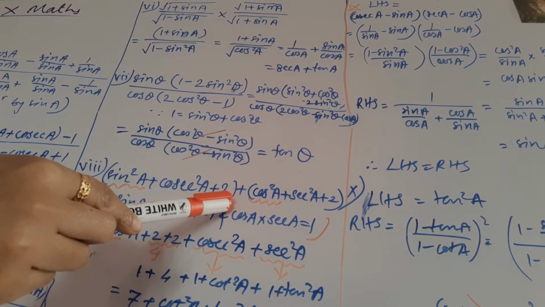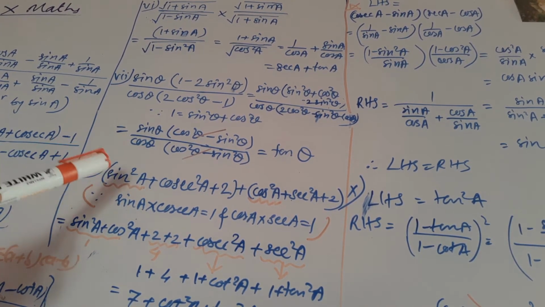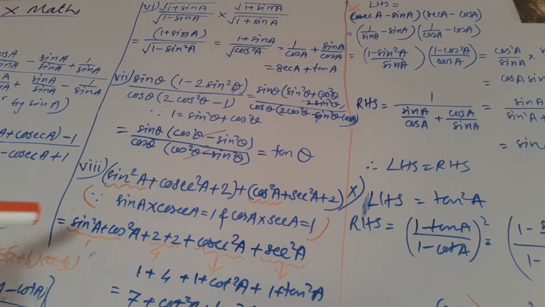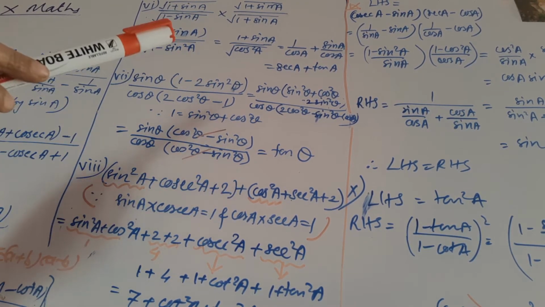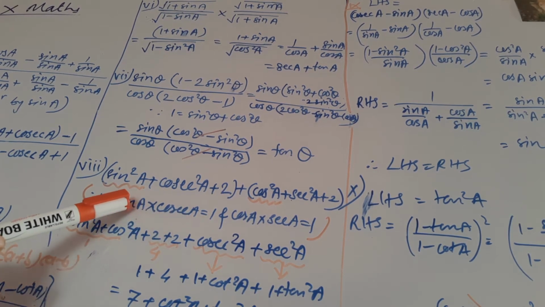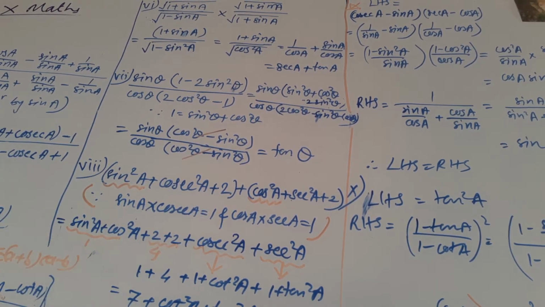In the eighth question, a square is given, that is sin A plus cosec A whole square, so that will be equal to a plus b whole square. That identity we are going to use. It will be sin square A plus cosec square A plus twice of sin A into cosec A, but we know that sin and cosec are reciprocals of each other, and hence their product will be 1.